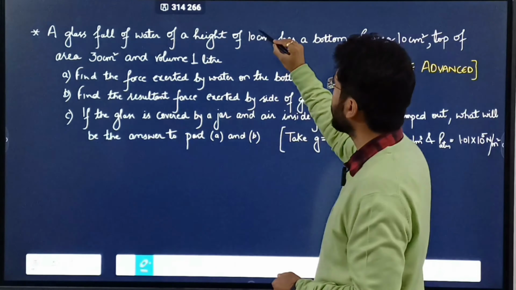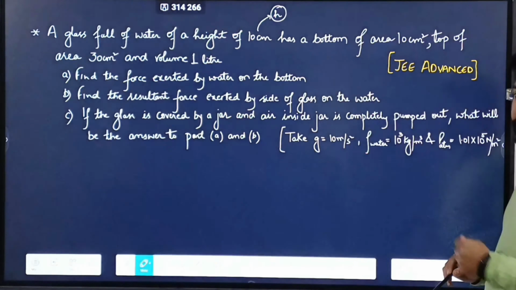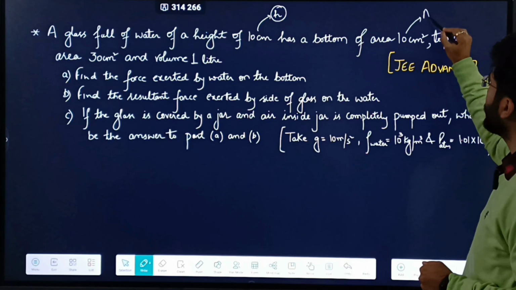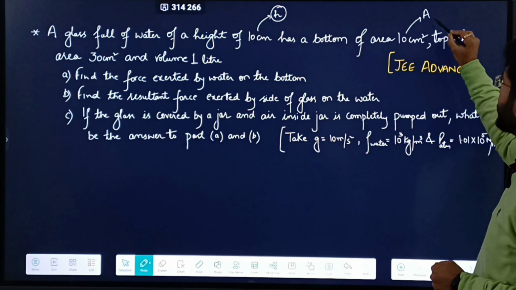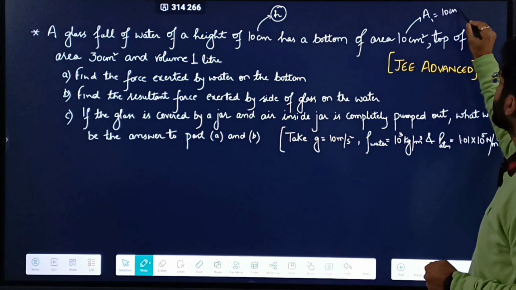Now it is given here the height. It means small h is given. Has a bottom of area 10 centimeter square. It means bottom area. We denote it by capital A with the subscript of 1, which is 10 centimeter square.